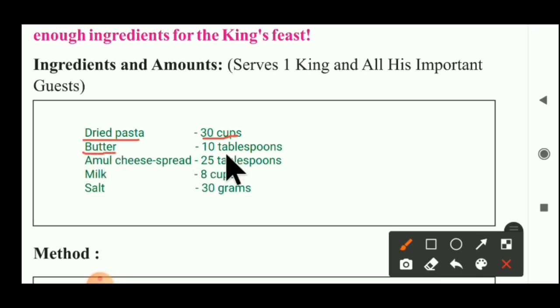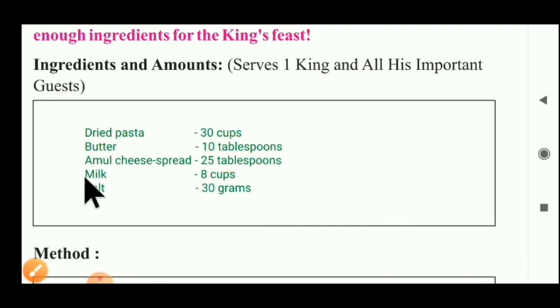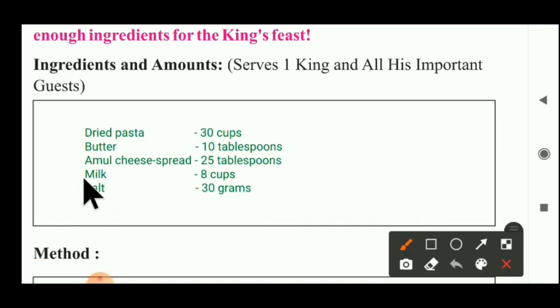Then butter, 10 tablespoons of butter we require to make that pasta. Then Amul cheese spread, we require 25 tablespoons. Then milk, 8 cups of milk we require to make that pasta. Then salt, 30 grams of salt we require. So all the ingredients and amounts I write here. You have to write in your textbook for the king and his important guests.